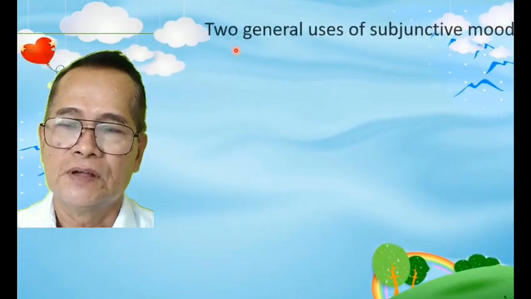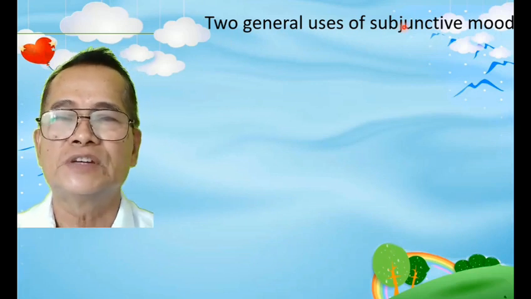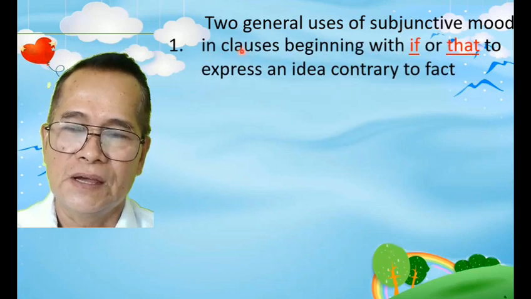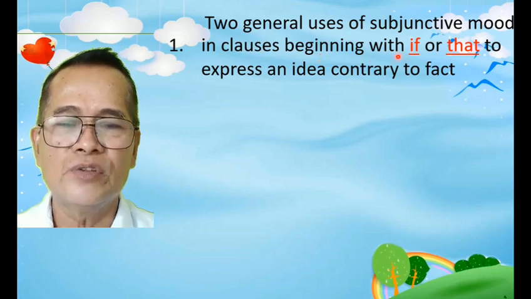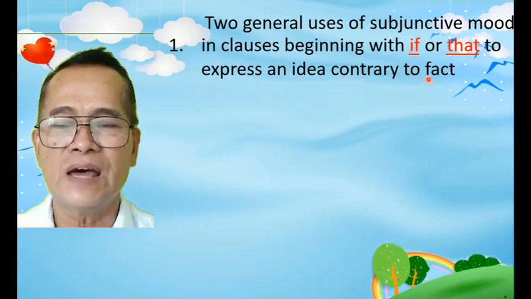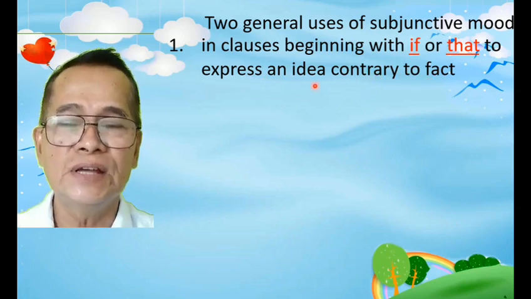Next, two general uses of subjunctive mood. May dalawang gamit ang subjunctive mood. Let us analyze this. Number one, subjunctive mood is used in clauses beginning with if or that to express an idea contrary to fact. Pag sinabi natin contrary to fact, malayo sa katotohanan o hindi totoo.